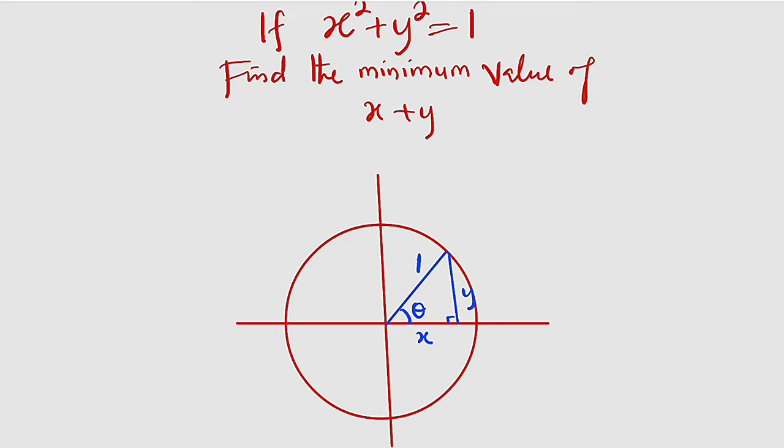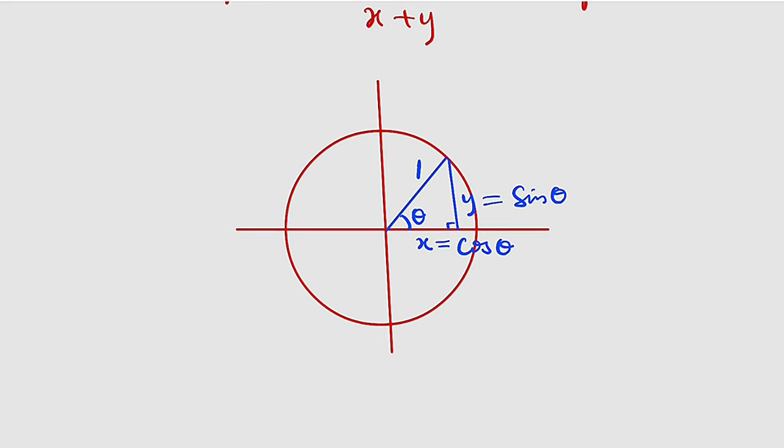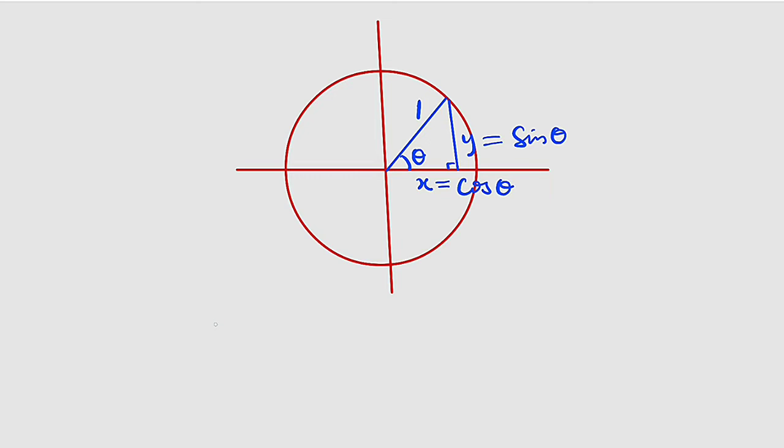So I would like to transform x and y in terms of theta, because I know that y is the same thing as sine of theta on a unit circle, and x is cosine of theta. So instead of x plus y, we have a new function in terms of theta: x plus y is cosine of theta plus sine of theta.